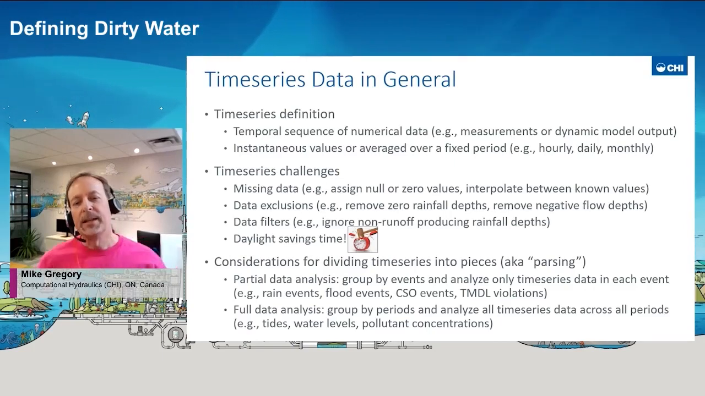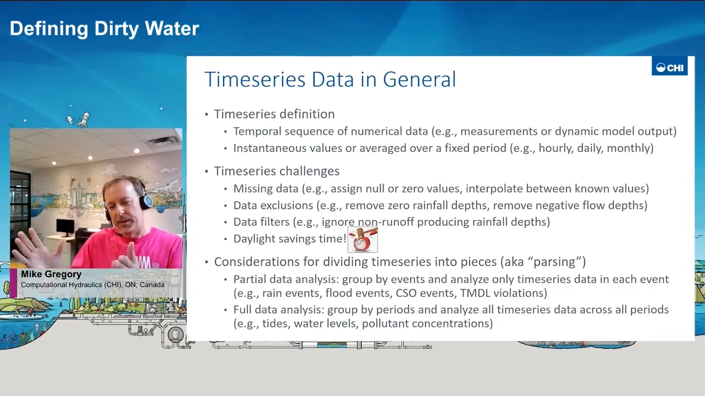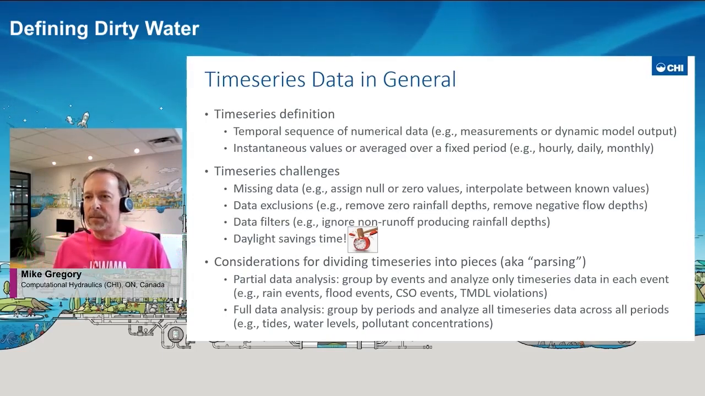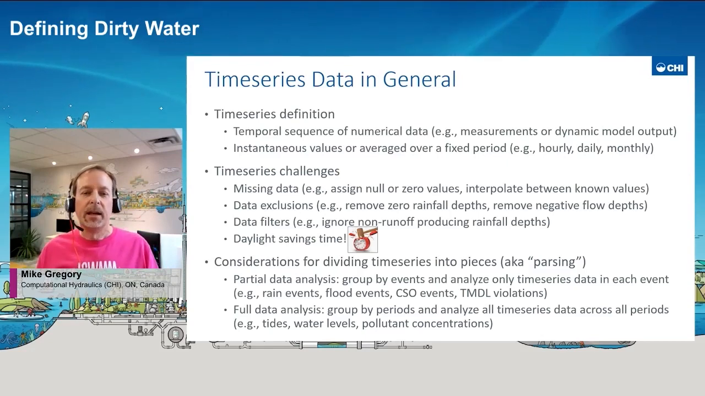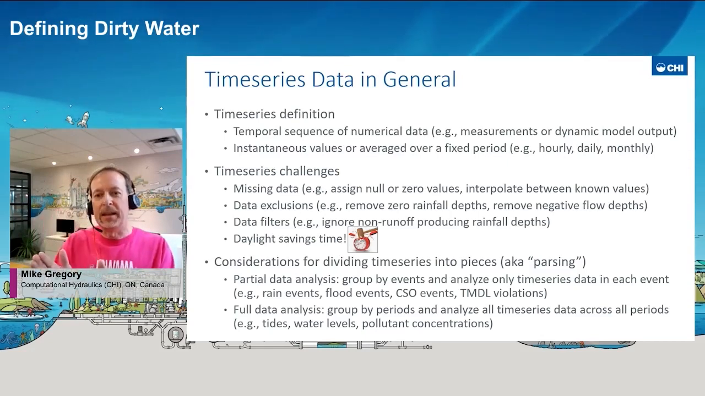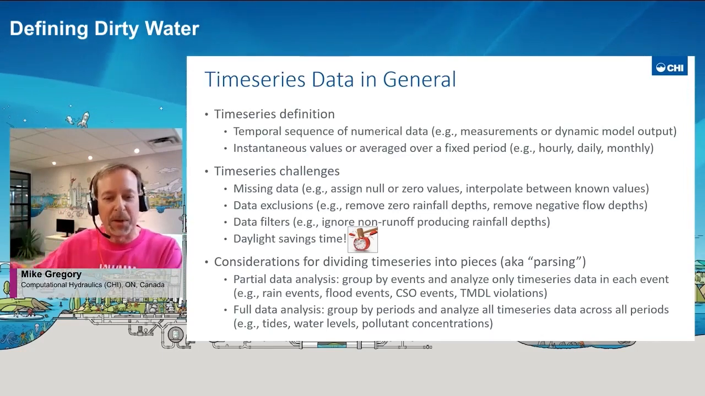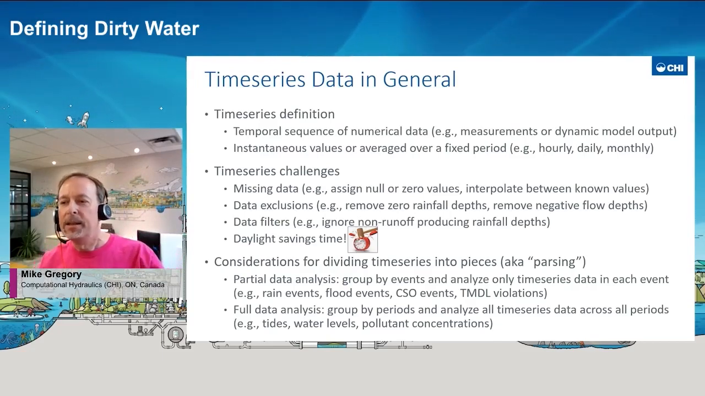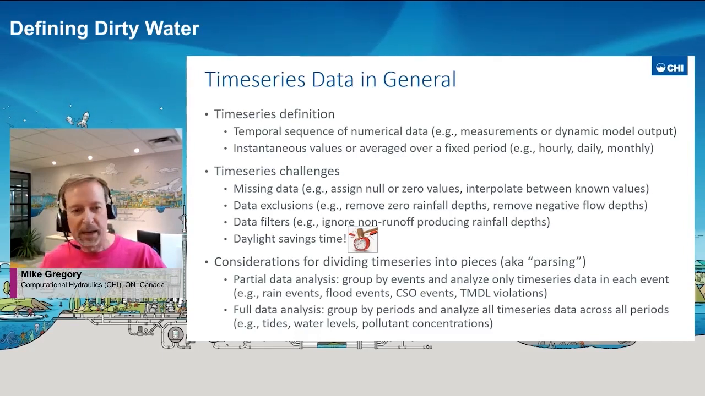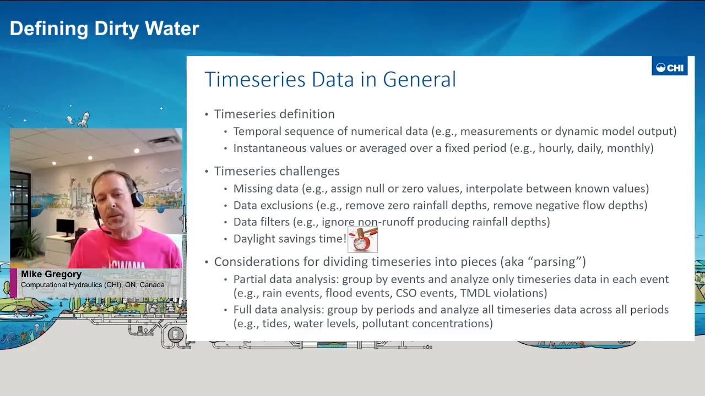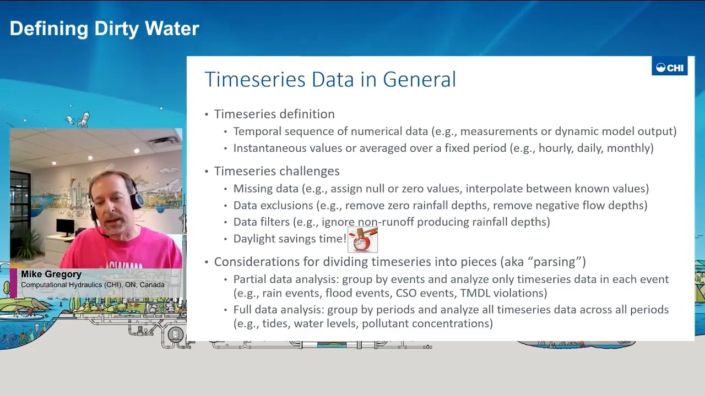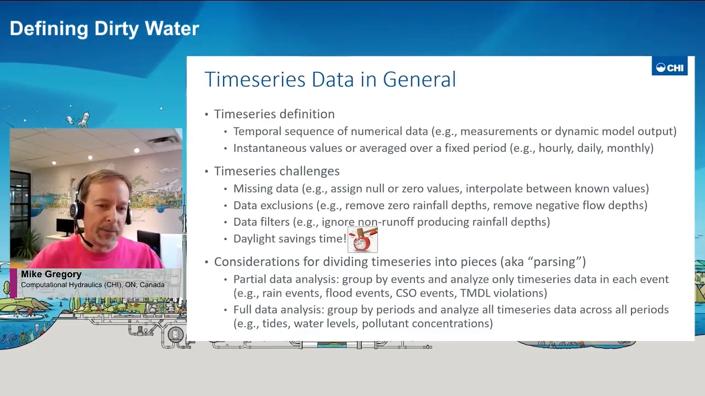So when you're parsing the data, which is taking that time series and splitting it up into pieces, I like to think of it in terms of event-based data, which is to say you're only interested in the events. You can ignore everything that's not happening during events, like rain events, flood events, and things like that. And then the other one that I like to consider is what I call period-based events. So you want all the data, but you can split it up into periods, water year 2000, 2001, et cetera. So you don't throw out any data, but you organize it into periods and look at all the data, like tide information, water levels, et cetera.